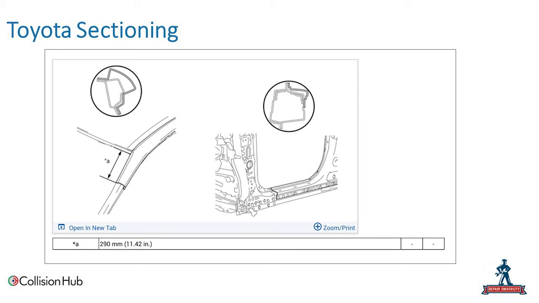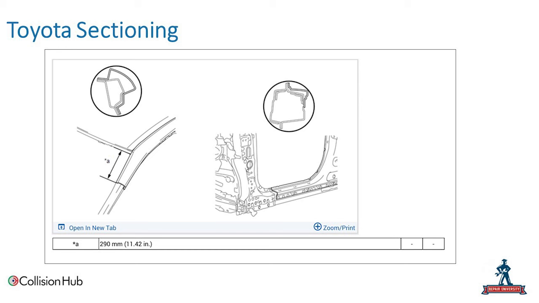Okay, so now Toyota also does have some very specific procedures. We looked at the Stellantis and GM, where we've got that general kind of area. However, if we look at this Toyota sectioning procedure, they're giving us a specific cut location. So if I look in this manual, even though I've looked at the other areas that say generally speaking outer panels can be sectioned in this area, when I get into something like this, I want to make that cut in that location.